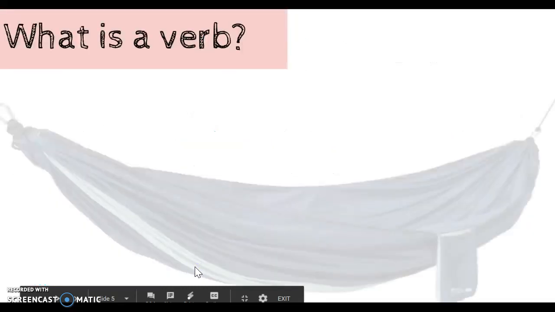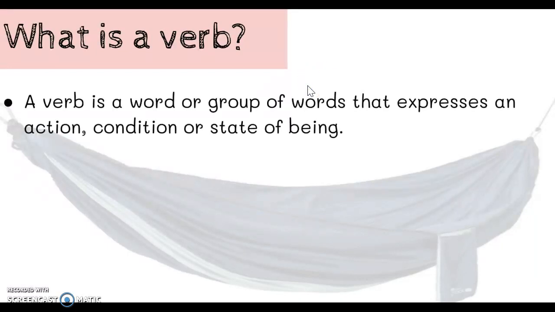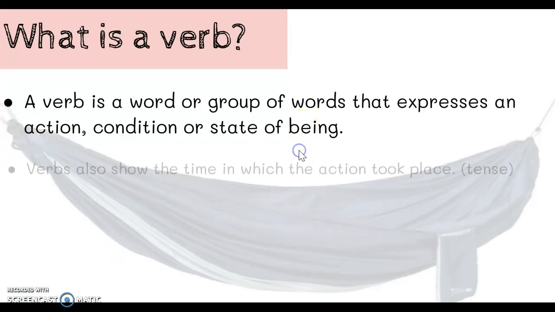So if you're doing 2-column notes, you know that we start with a question, and then on the right side of the notes we'll answer it. So what is a verb? In order to understand active and passive voice, we have to make sure we have a solid understanding of what verbs are. So a verb is a word or a group of words, if it has a helping verb, that expresses an action, a condition, or a state of being.